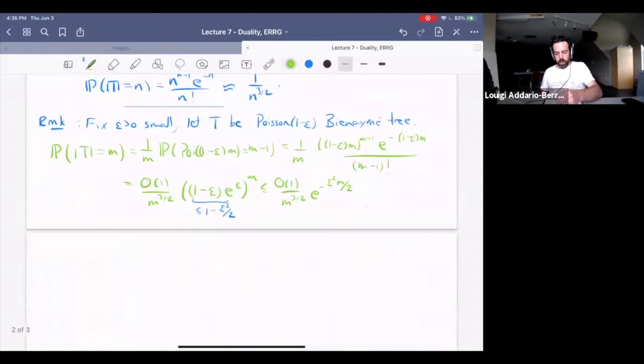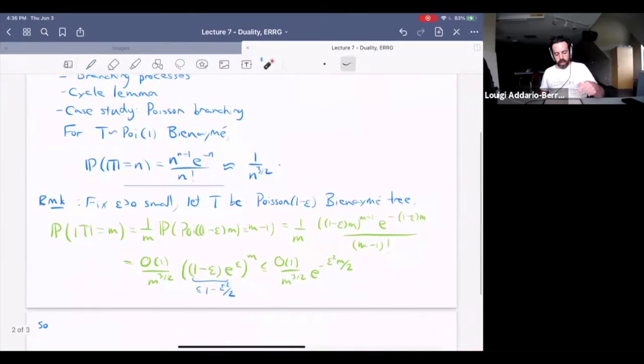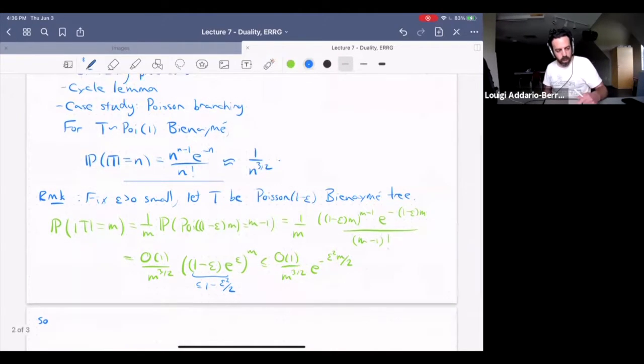Okay, and so if m is much smaller than 1 over epsilon squared, this just looks like the same sort of bound we were getting for critical trees. But once m is much bigger than 1 on epsilon squared, then we start to get a sort of exponential penalization. So that says that a subcritical tree looks roughly like a critical tree, or the probability of observing trees of a given size is roughly the same until m is about 1 on epsilon squared, and then it drops off.